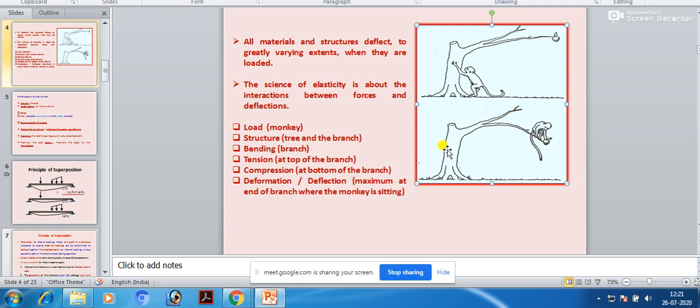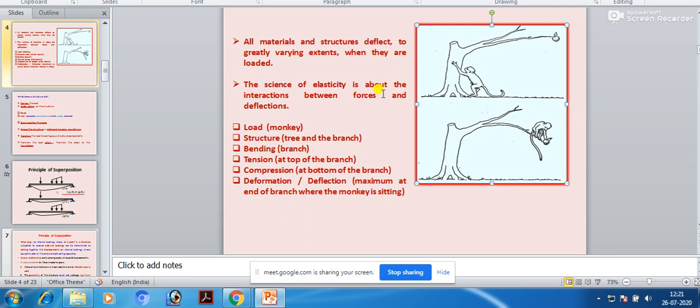Whenever the monkey comes out of this, this branch will come back again to its original shape, right? And this is the theory of elasticity. So the science of elasticity is about the interaction between the forces and deflection, and that is the point we need to study in our structural analysis.